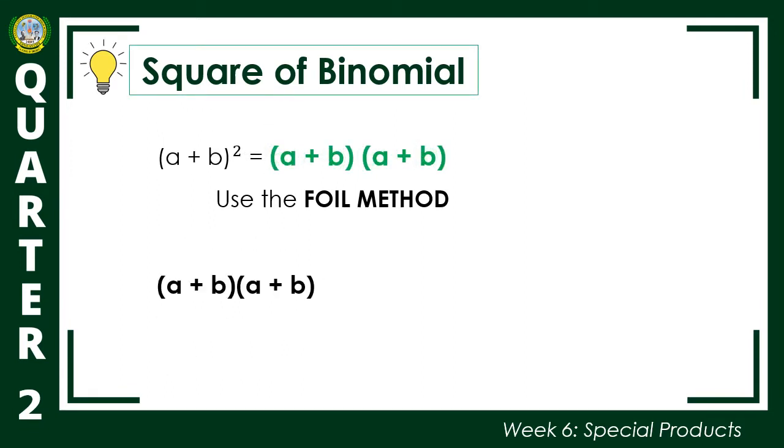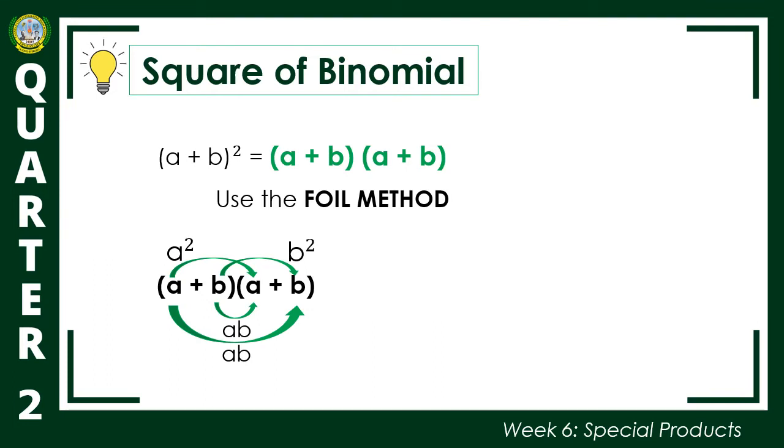And let's start with the first terms, which is a times a, and a times a is a squared. Next is the outer terms. So a times b is simply ab. And then the inner terms, b times a is also equal to ab. And then the last terms, b times b, and that is equal to b squared.